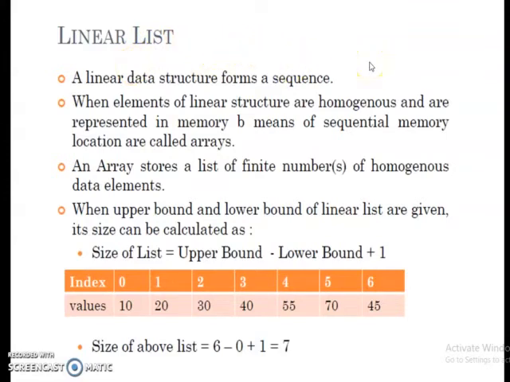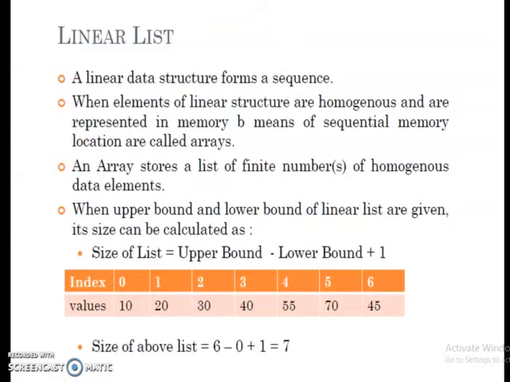Next, our first topic is the linear list. You already know a list is a set of a finite number of elements, and all should be the same type of elements. The same type of elements are called homogeneous elements. Now let us move through the points. The first point: a linear data structure forms a sequence. Second, when elements of a linear structure are homogeneous and are represented in memory by means of sequential memory locations, they are called arrays. Third, an array stores a list of a finite number of homogeneous data elements.